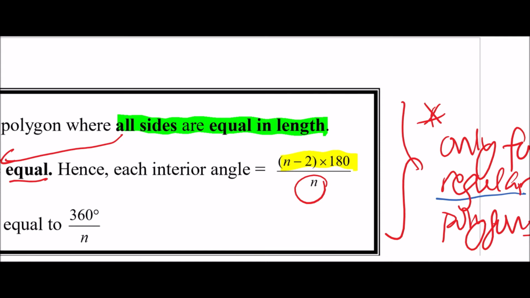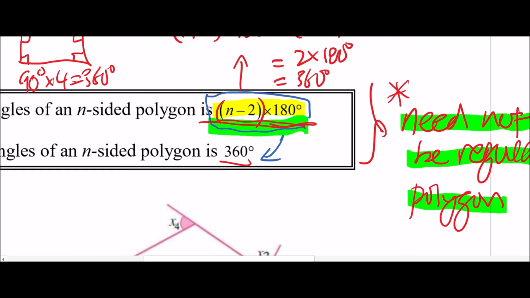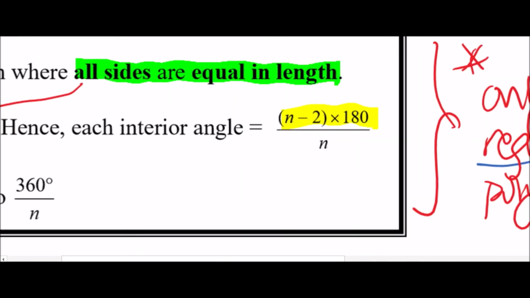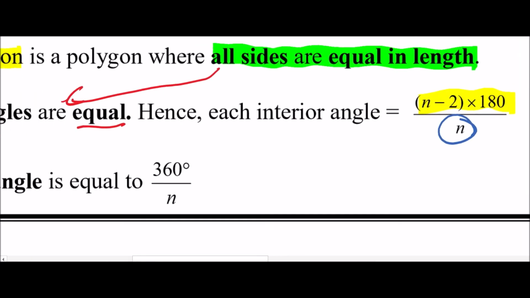This is how you remember. Do not try to memorize this. What I would do is only memorize these two results. And then for a regular polygon, I know that I can simply divide the sum by the number of sides, which is the number of interior angles, to get each interior angle.